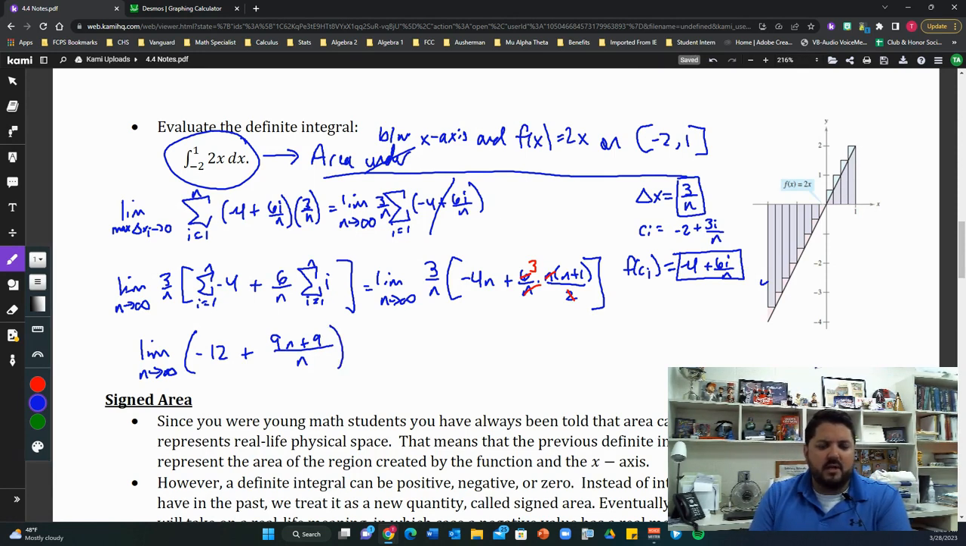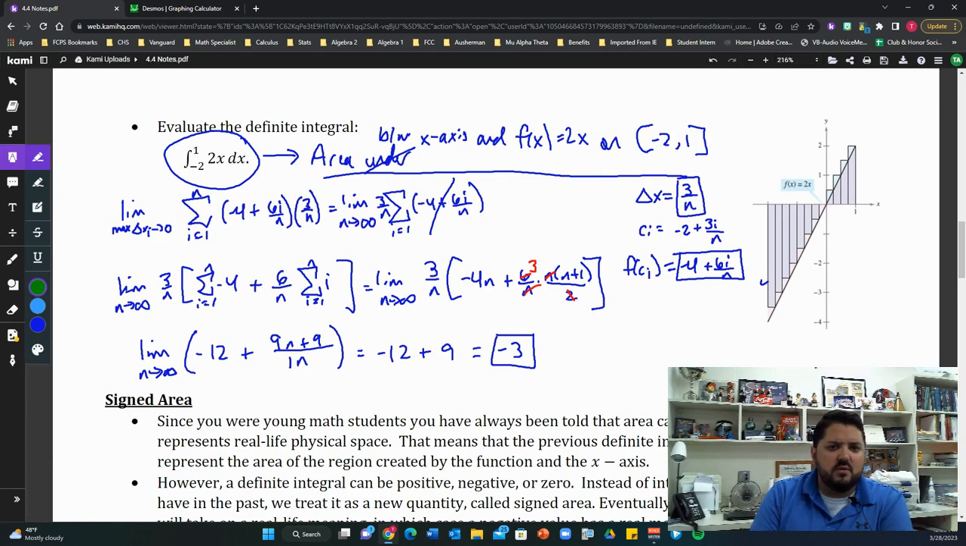So now when I take my limit, again, each piece makes a contribution, so limit of a constant is itself, plus the limit of 9n over 1n would just be 9. So we get a total of -3. So that is the value of this definite integral, and it's the answer to this question. But this is the issue that we come across.